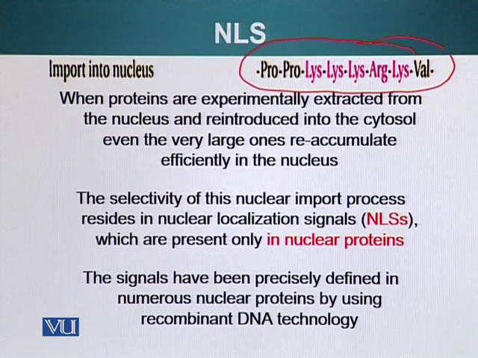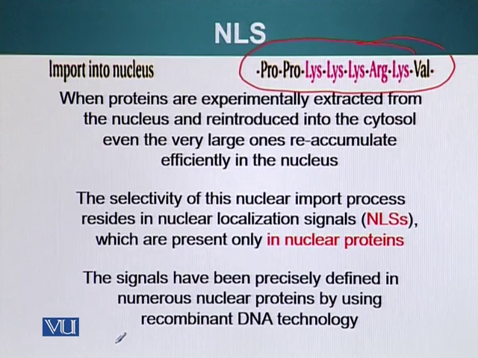So there has to be a mechanism, or a signal that is recognized by cellular machinery, and that signal and that machinery are responsible for selectively importing those proteins into the nucleus. The selectivity of this nuclear import process resides in the nuclear localization signals, or NLS, which are present only in the nuclear proteins. The signals have been precisely defined in numerous nuclear proteins using recombinant DNA technologies.